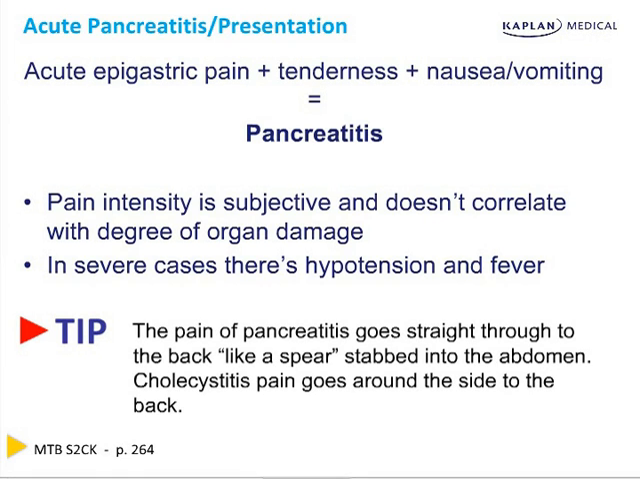One little tip for you. When patients describe the pain, they're going to say it goes straight through into their back like a spear being stabbed into their abdomen. Do not confuse this with cholecystitis. Cholecystitis pain goes around the side into the back. The only other pain that radiates into the back, but is described as tearing or ripping, is acute aortic dissection.